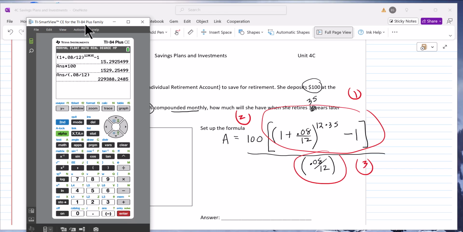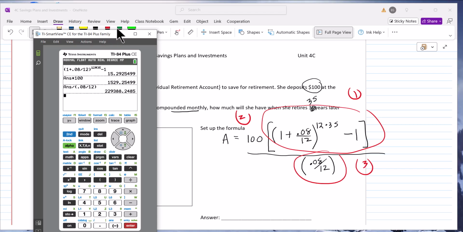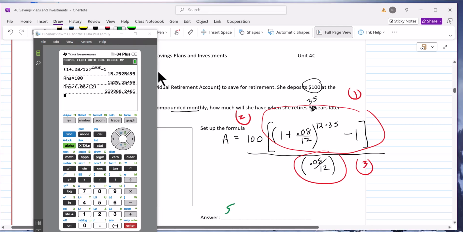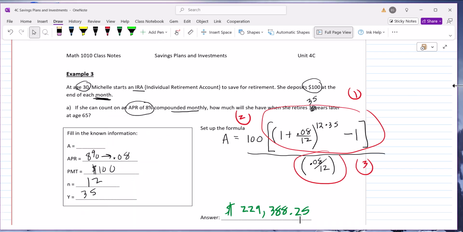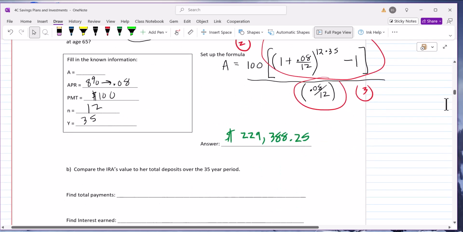Now you can record the answer. What we're going to have as our final answer is $229,388.25. Any question on that? Okay, now let's go ahead. There's a little bit more we're going to do on the problem.